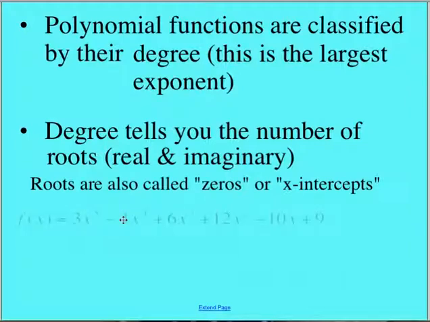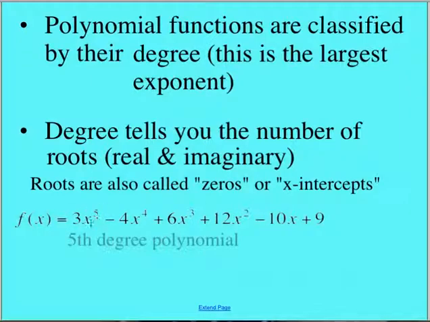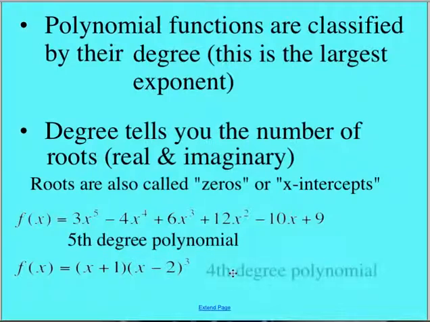So for example, that 3x to the fifth polynomial that I had written on the first slide is a fifth degree polynomial because that's what the largest exponent is. The other way that we had it written was in the product of its factors, and this doesn't tell you yet what its degree is. You have to add the exponents. So this would be to the third power, and then this would be to the first. So this would tell me that this is going to be a fourth degree polynomial.